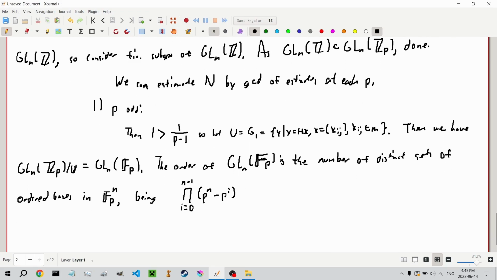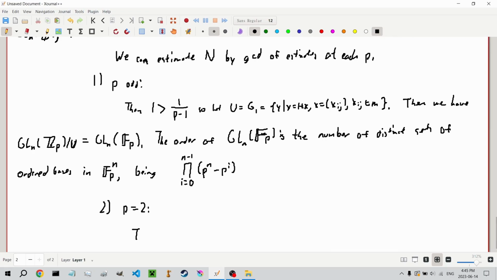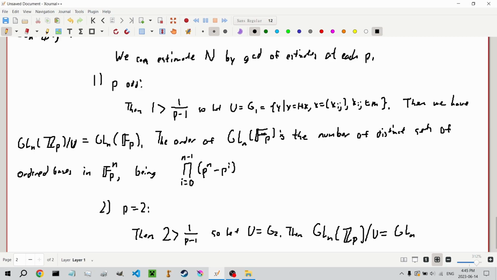Now, in case 2, where the only other option is p being 2, then we have to loosen this to 1 over p minus 1, since that 1 over p minus 1 is exactly 1. So we're going to let U be G2. Then GLn of the p-adic integers over U is GLn of Z over 4Z.